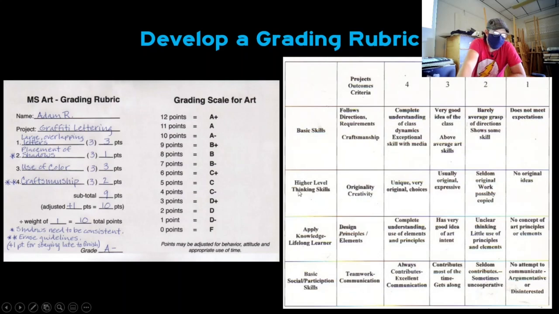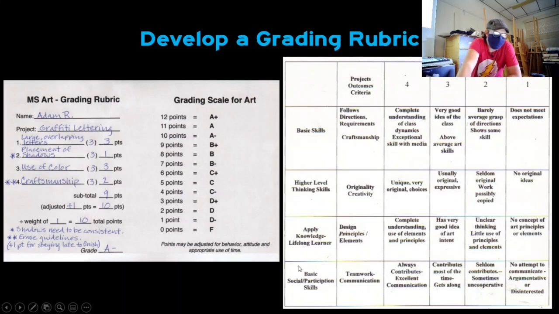Higher level thinking skills, so originality and creativity, a 4 being unique, very original choices, 2 down here being seldom original, the work is possibly copied, and 1 being no original ideas, meaning that they're maybe just completely and utterly copying something else that they've seen. Applying knowledge and lifelong learner. So are they using the elements and principles of design? 4, complete understanding and use of the elements and principles, down to a 1, no concept of them.